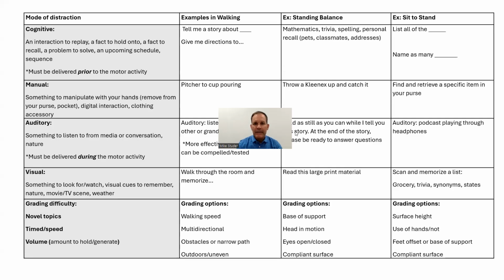Okay, so there we have it. I'm going to minimize my video. Let's take you right through this. What we have are 4 modes of distraction. You guys know them: cognitive, manual, auditory, and visual. I'm giving you 3 different examples of a mobility task to be combined with them. You could alternatively combine an ADL or even an IADL task with most of these.